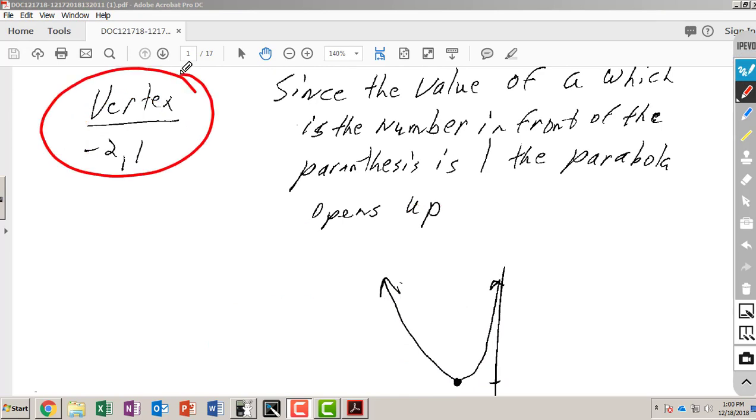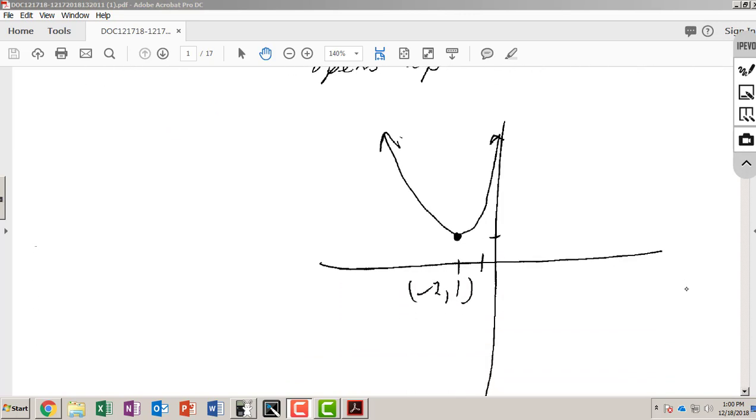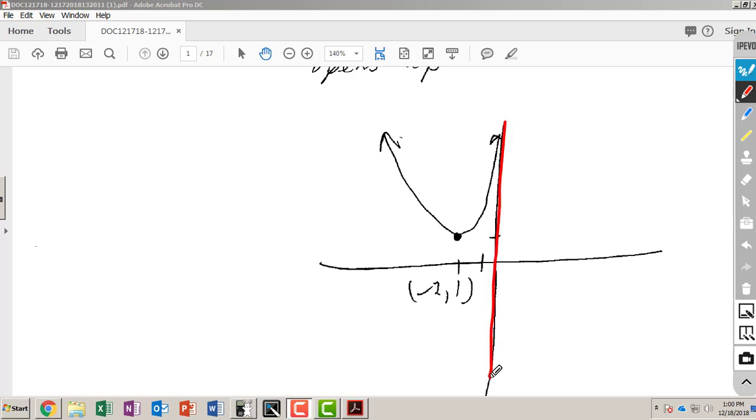Since it's at negative 2 and 1, you need to just go ahead and make your graph. You go to negative 2 and 1 and put a dot there.